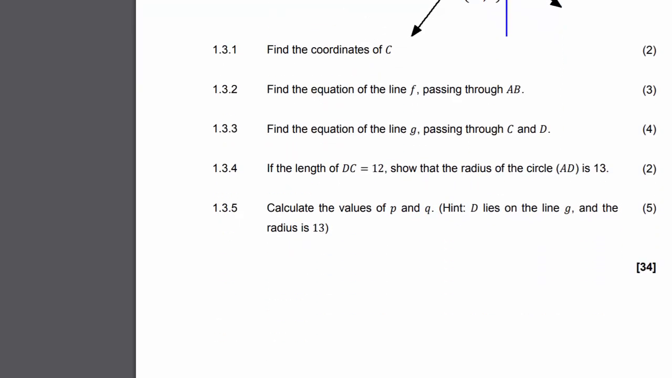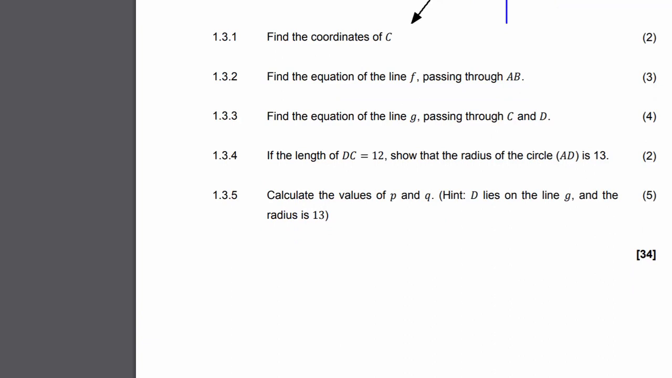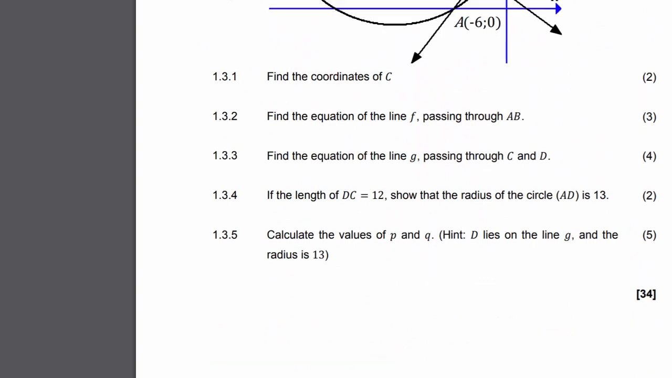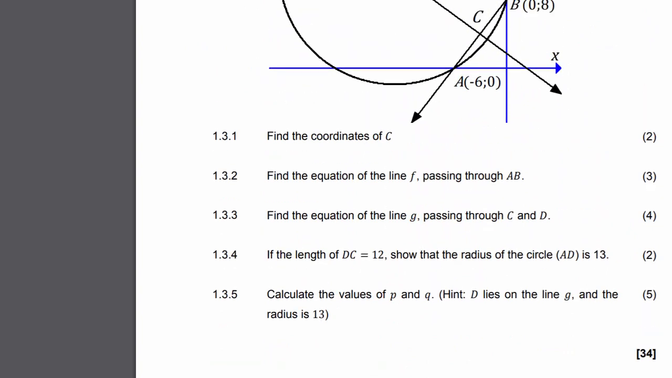For 2 points, that was a lot of work. I grant you that. That was not easy, or not trivial, because of that intermediate step, we have to find the length of AC. Calculate the values of P and Q. Hint, D lies on the line G and the radius is 13. Okay, so I've already given the radius is 13.